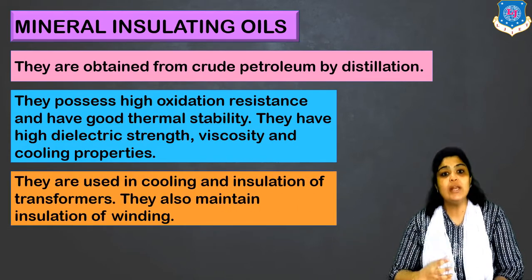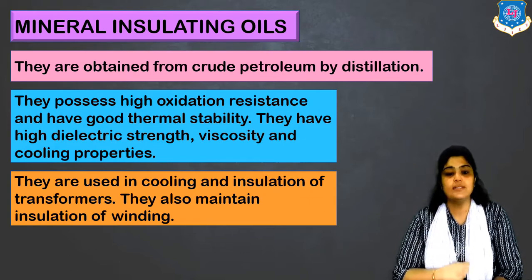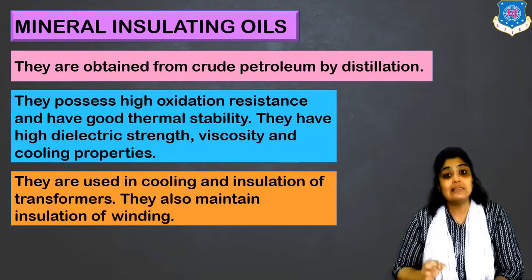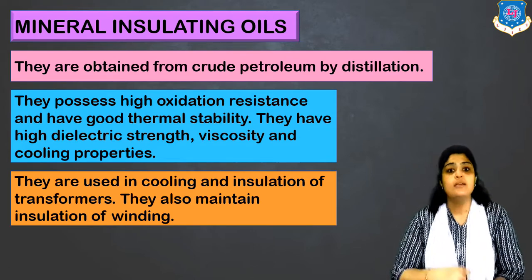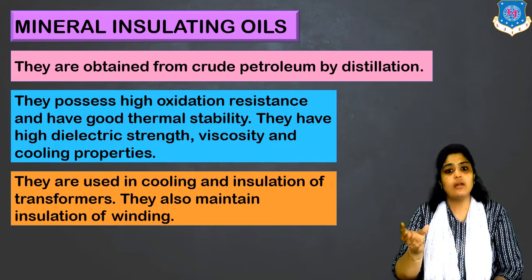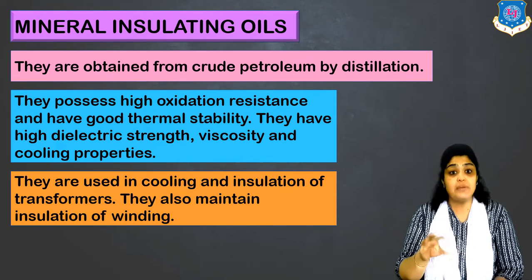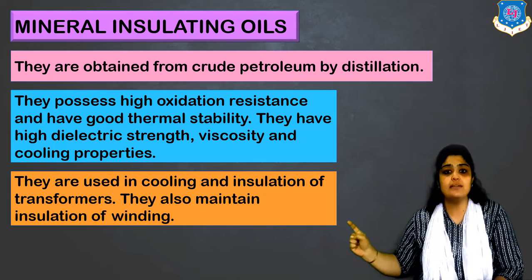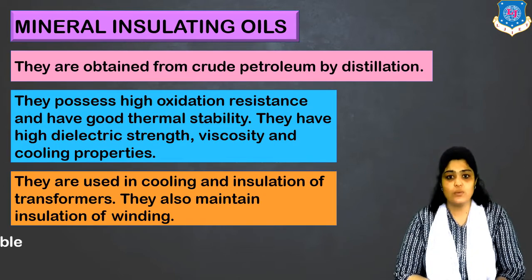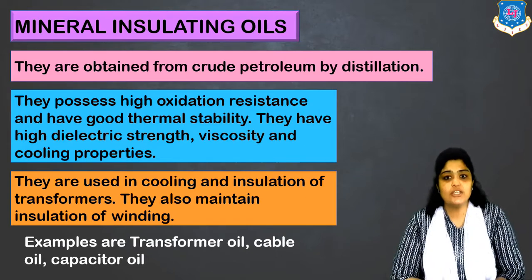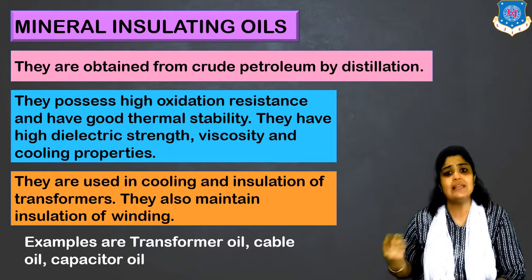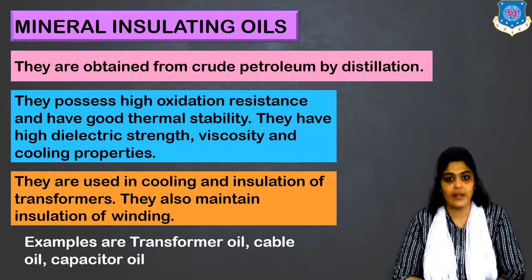It is used in cooling and insulation of transformers. You know, the major application of dielectrics, particularly the liquid dielectrics, is in case of transformers. They also maintain the insulation of the winding. So a transformer has a primary and a secondary winding, and in between them insulation is required. In those cases also mineral insulating oil is used. Examples of such insulating oils are transformer oil, cable oil and capacitor oil. These are the names given to mineral insulating oil.